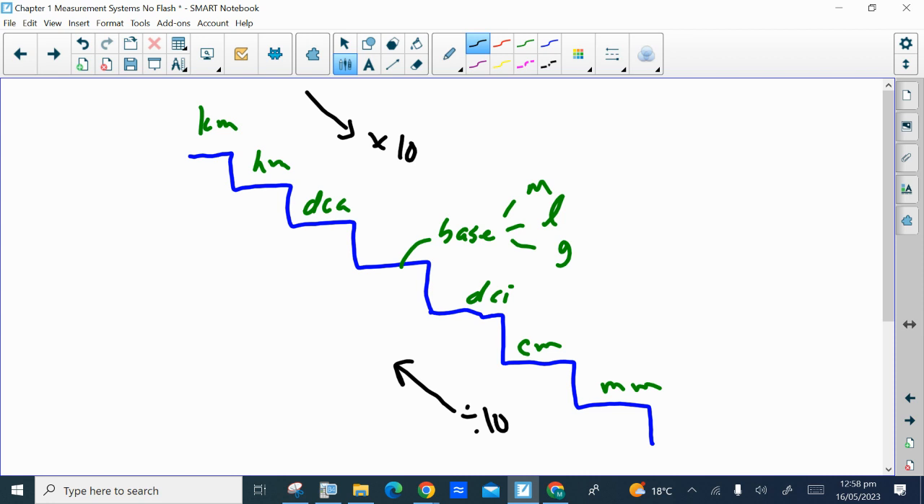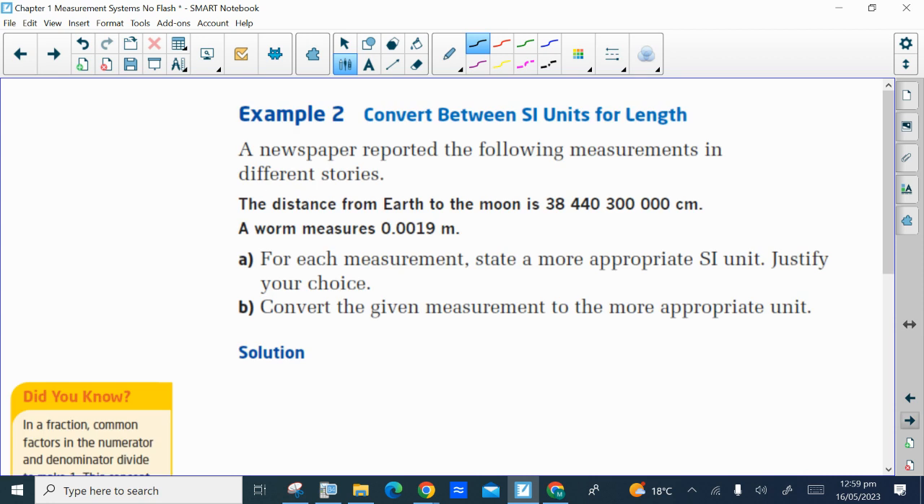Okay? So, we will use this to answer these questions. If we want to go from centimeters to a more appropriate unit, well, 38 billion centimeters doesn't make sense to report that distance in centimeters. Because it's such a big number, we would want to use the largest possible unit, which would be kilometers. So we want to go from centimeters to kilometers. So again, for each question it says state a more appropriate SI unit. So we're going to use kilometers.